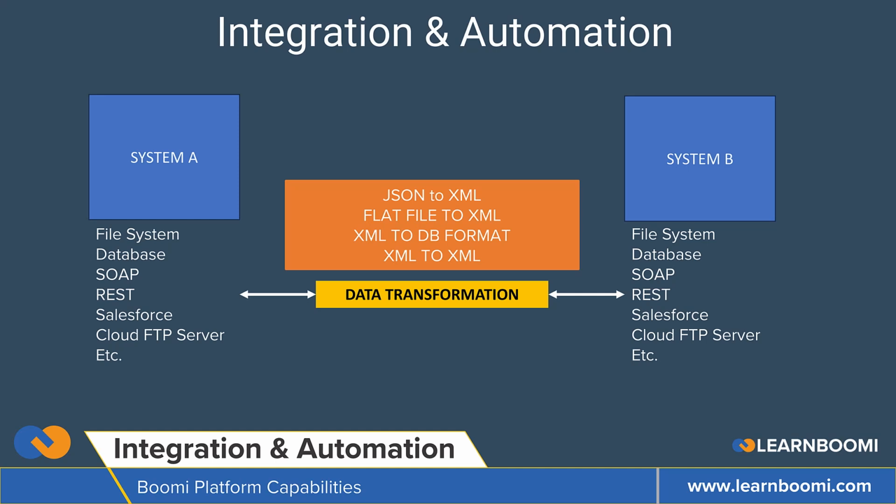So this slide shows some common examples: JSON to XML, flat file to XML, XML to database format, and XML to XML when the structure differs. Each system has its own way of structuring fields, naming elements, and representing relationships. So without transforming the data, the receiving system simply cannot read or process the information correctly. So you see, data transformation plays a major role in integration by ensuring compatibility between the systems.